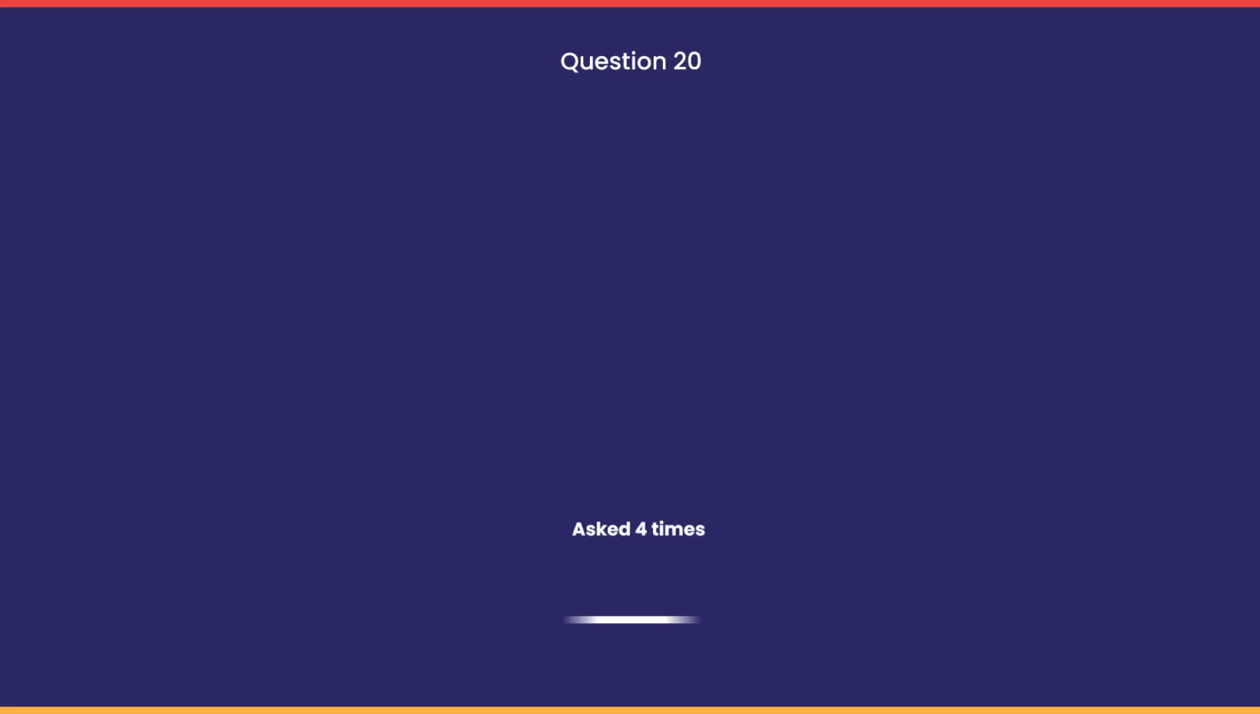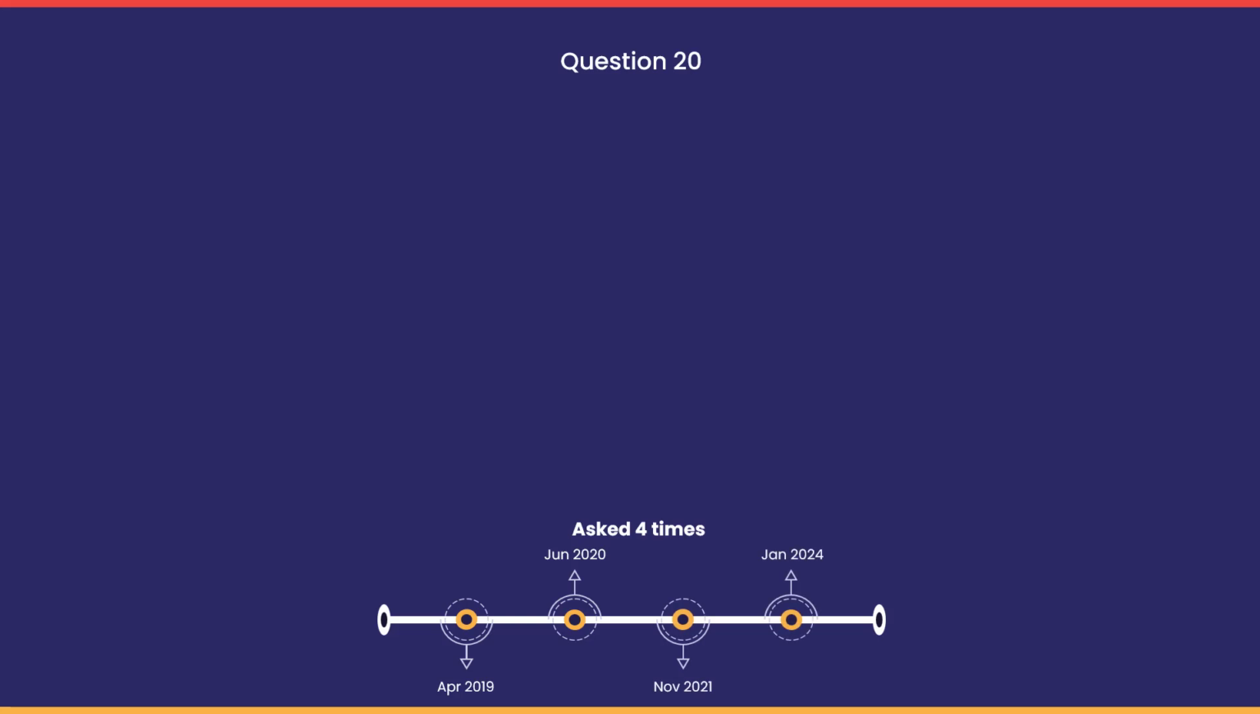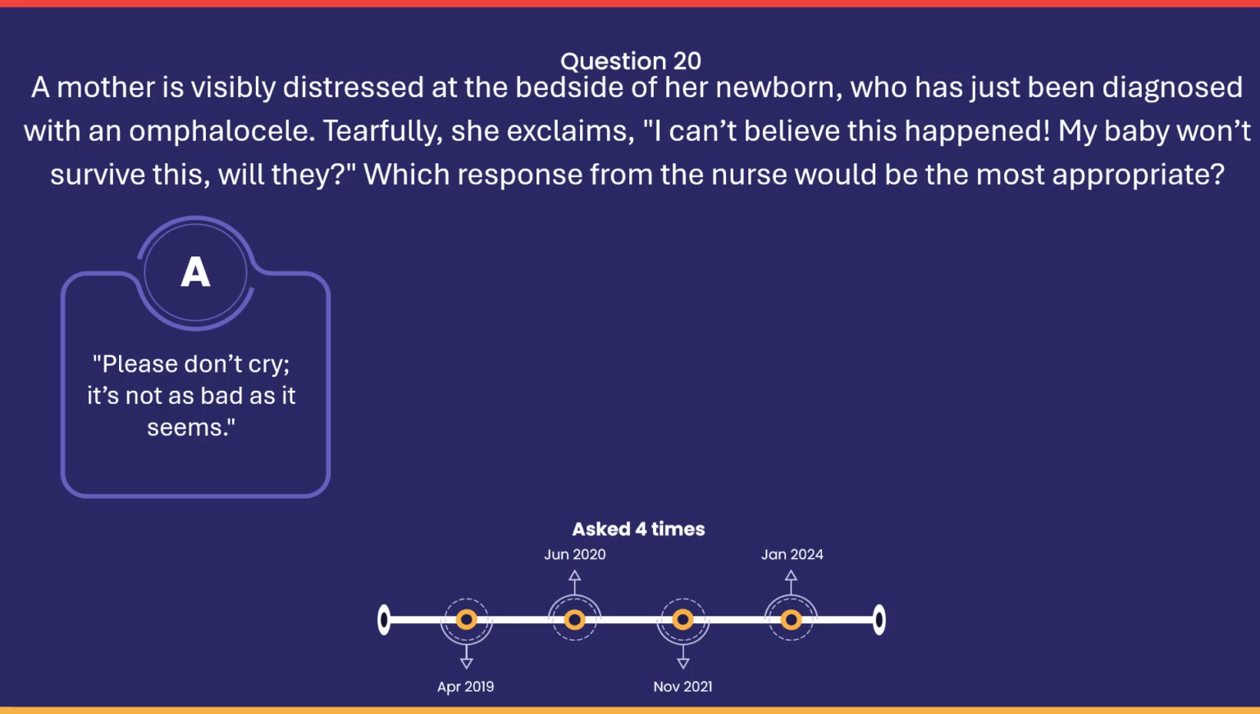This omphalocele communication question has been asked 4 times in the last 5 years, making it relevant for understanding parental support. A mother is visibly distressed at the bedside of her newborn, who has just been diagnosed with an omphalocele. Tearfully, she exclaims, "I can't believe this happened. My baby won't survive this, will they?" Which response from the nurse would be the most appropriate?